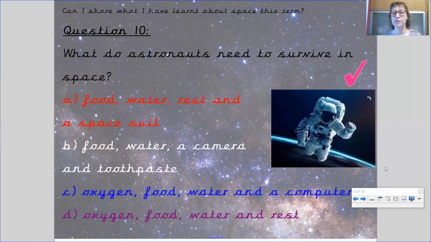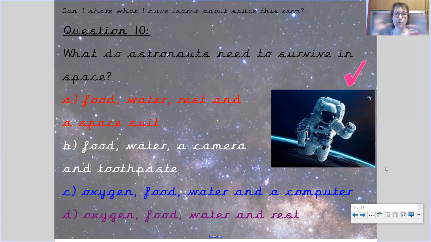Last question, question 10. What do astronauts need to survive in space? Not outside the space station, but actually if they were living on the space station, what do they need to survive? So if they're going up to space for 6 months, like Tim Peake did to the ISS, what do they need to survive for those 6 months?